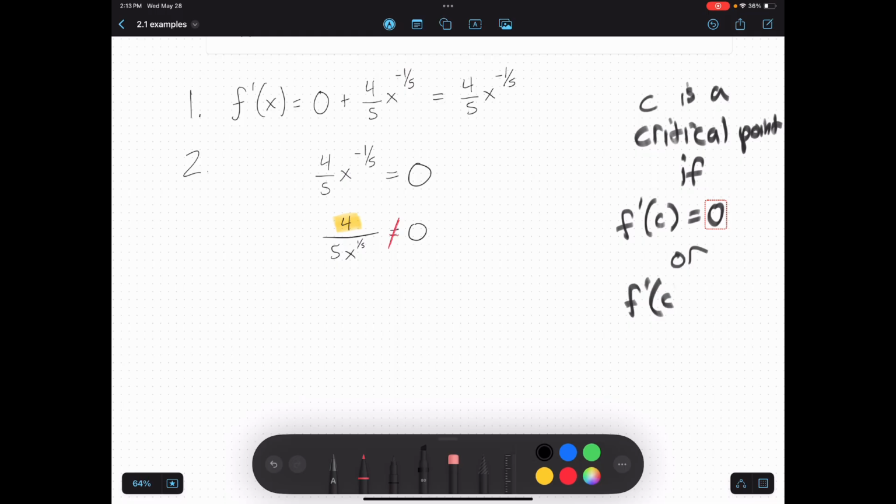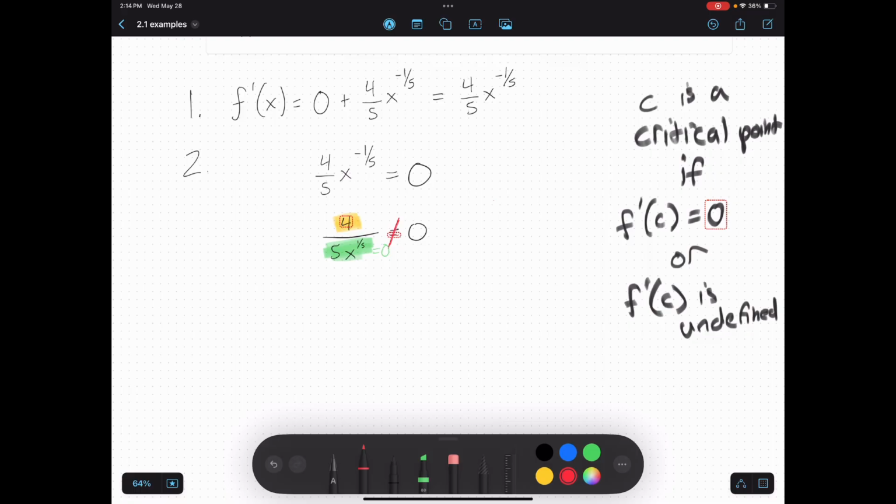If the derivative is undefined. So since I didn't find any normal critical points where the derivative is 0, could I look for spots where the derivative is undefined? What does that mean I'm going to be looking at? That means I'm going to be looking at, are there any spots where the denominator is equal to 0? So let's focus on that over here.